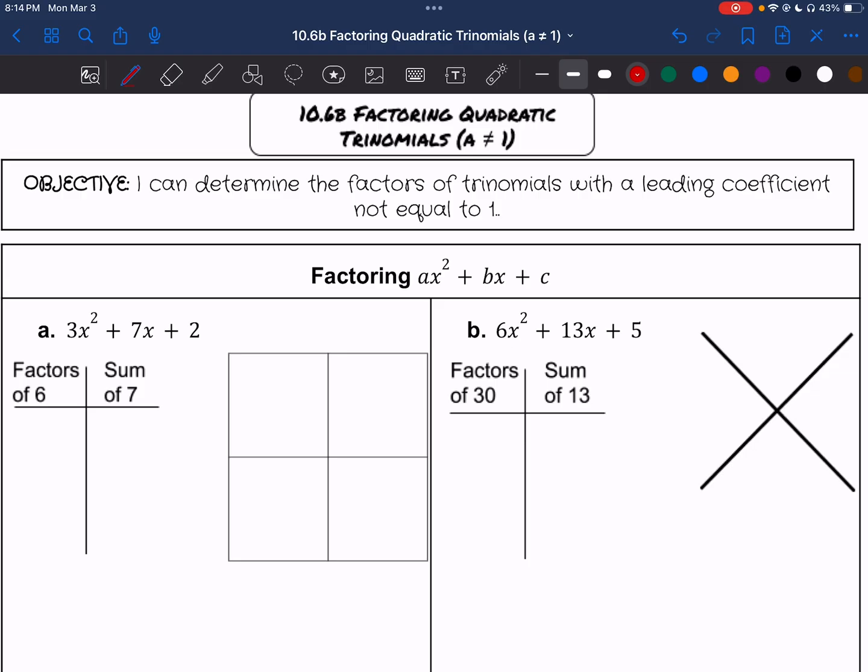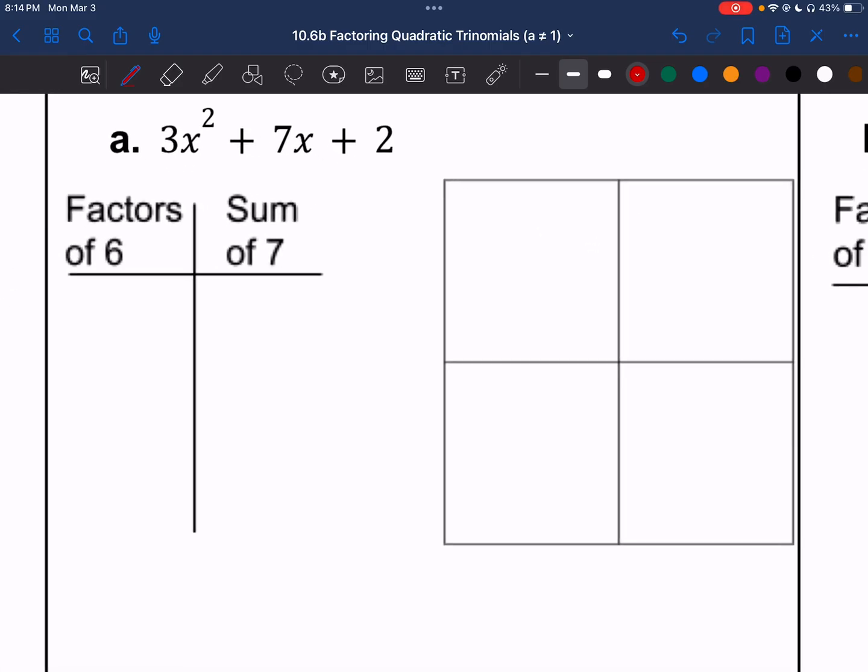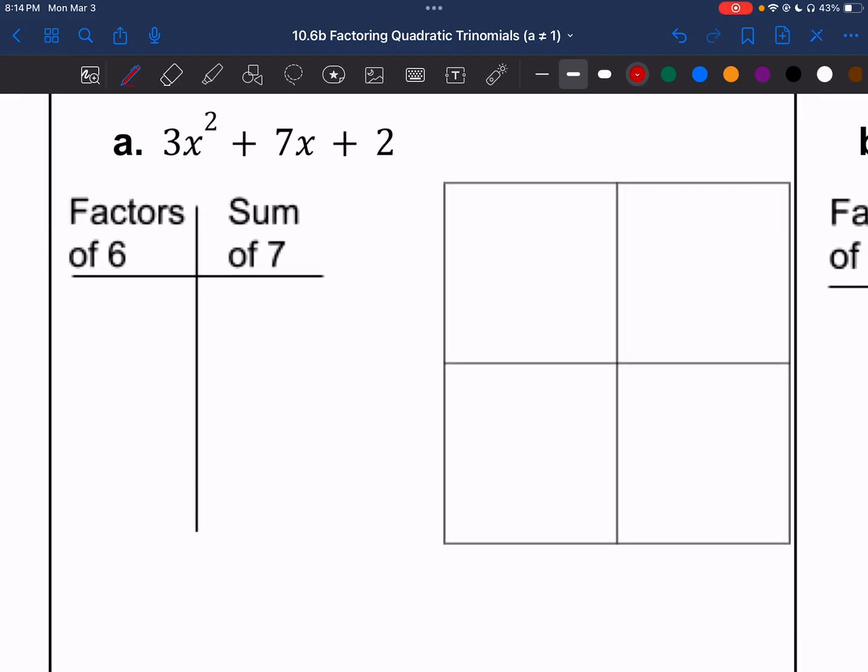So our first example here is factoring ax squared plus bx plus c. In this case, we've got an a term, which is 3, so 3x squared plus 7x plus 2. Our a term is 3, our b term is 7, our c term is 2. Before, we just looked at our c term and found the factors of it that added up to our b term.